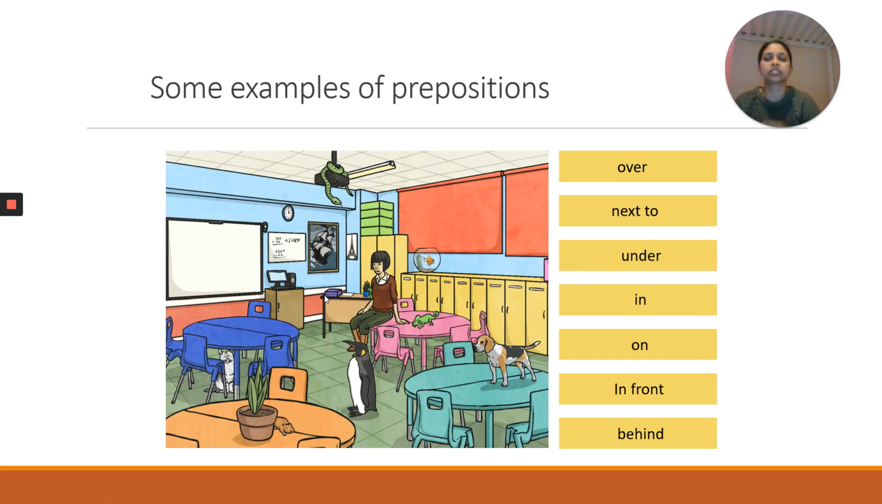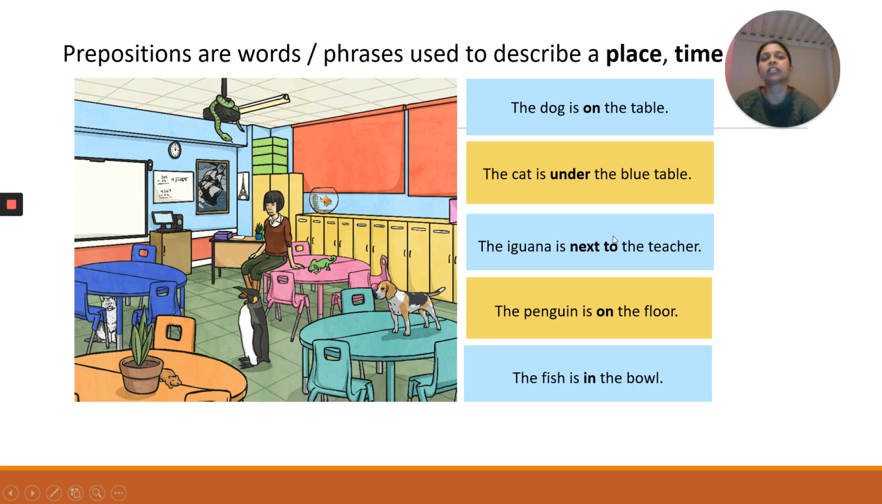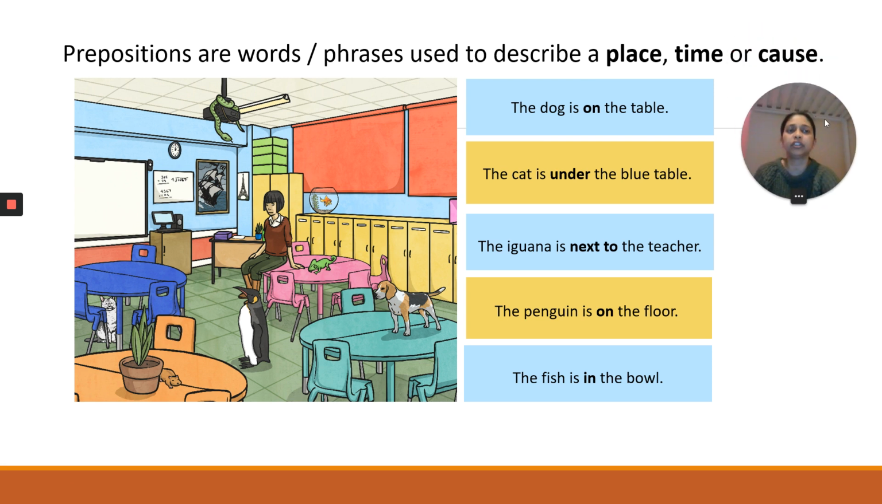Okay, so some examples of prepositions are over, next to, under, in, on, in front of, behind. Okay, so these are some prepositions that I've used here. And in my next slide, I've got some prepositions that I have used to make some sentences. So if you have a look at this picture over here, it's a picture of a teacher in a classroom and she's got a couple of animals all around her.